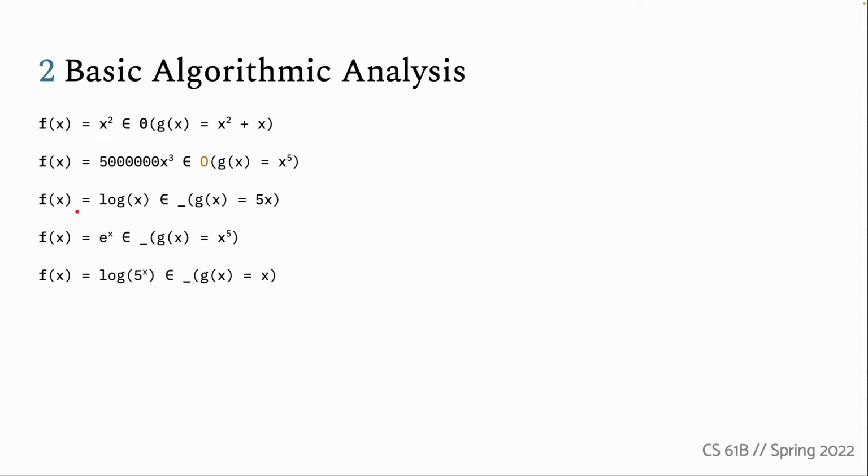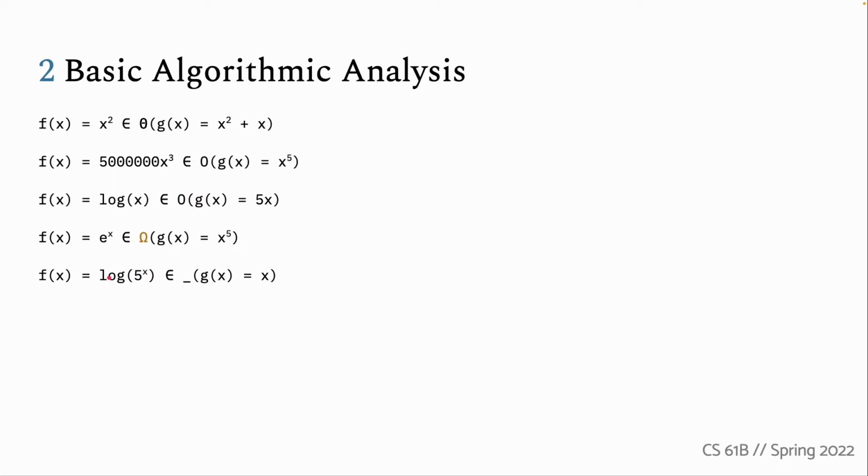Next, we have f of x equals log x, and g of x equals 5x. Again, we can drop this coefficient, so this is just x over here, and x is always greater than log x as x goes to infinity. So it's another upper bound situation. x is upper bounding log of x. Next, we have e to the x and x to the fifth. Now, as x gets really, really big, e to the x is going to end up being much larger than x to the fifth. So this is lower bounding e to the x, which is why we have omega.